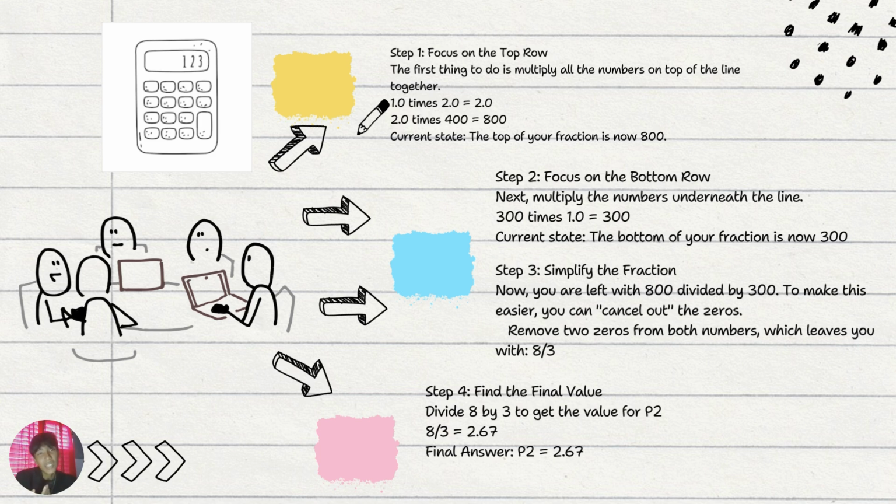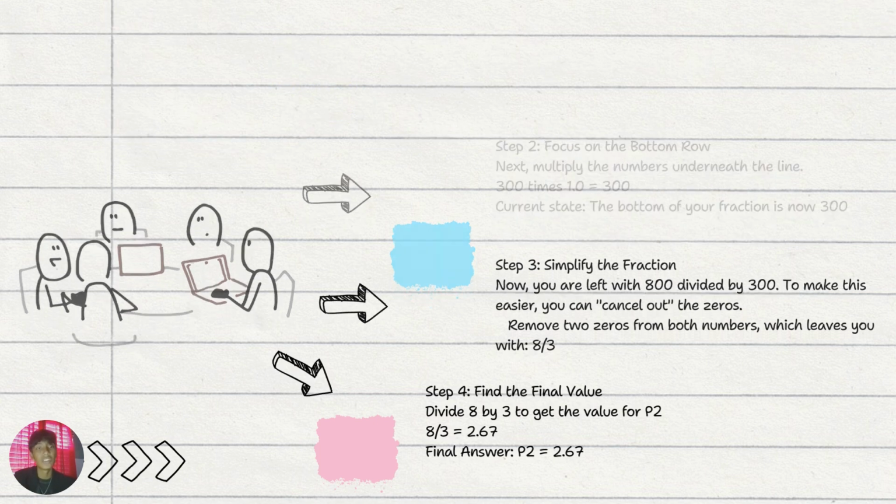And the second step is focusing on the bottom row, which is the denominator. We're going to be multiplying 1.0 times 300, which is just 300. So we simplify the fraction in step 3, and it'll be 800 divided by 300, which we can simplify to 8 divided by 3 because we cancel out two zeros. To find the final value, we divide 8 by 3 to get the value of P2, and we get 2.67, which is our final answer.